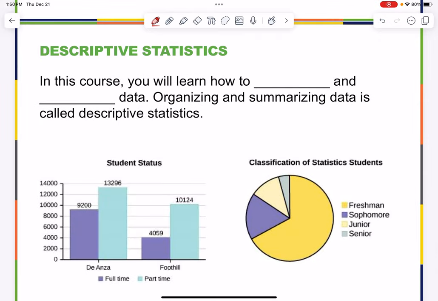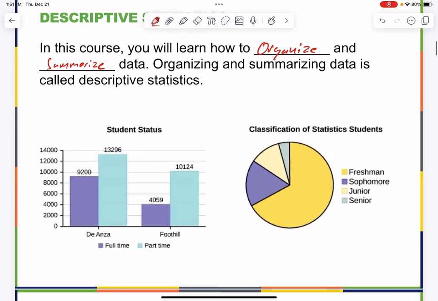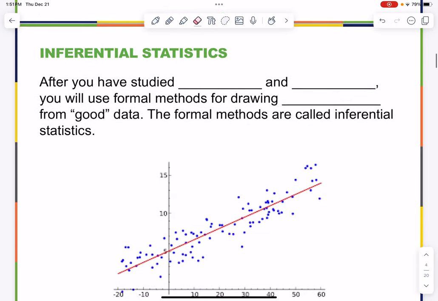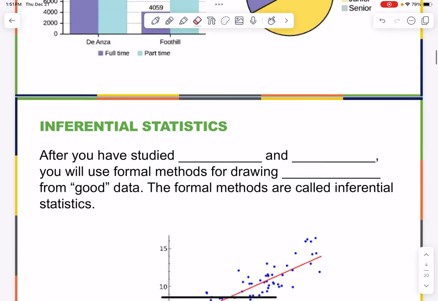There are two types of statistics, descriptive statistics and inferential statistics. In this course, you will learn both of those. Particularly, you will learn how to organize and summarize data. Organizing and summarizing data is called descriptive statistics. And so here's a way of organizing some data. You've got different students at different schools. It looks like there's really not a whole lot of information here. A caption would be helpful here. But this is just a little example. So that's descriptive statistics. It helps describe what's going on.